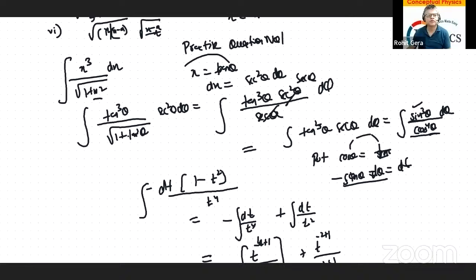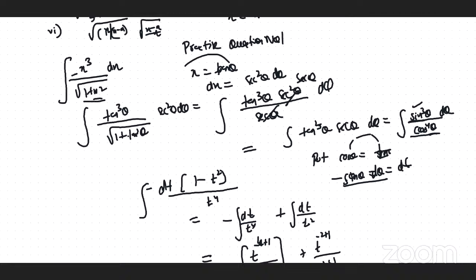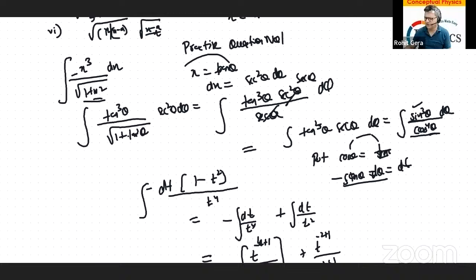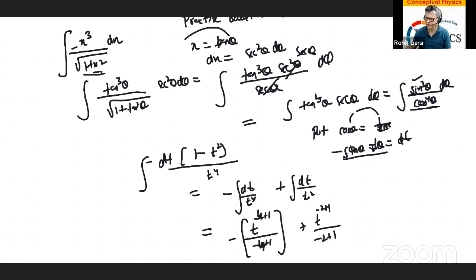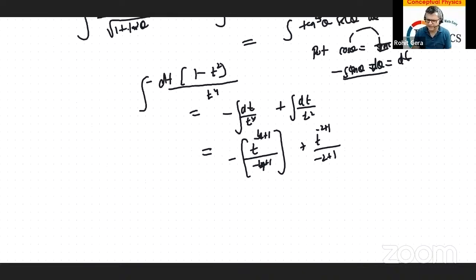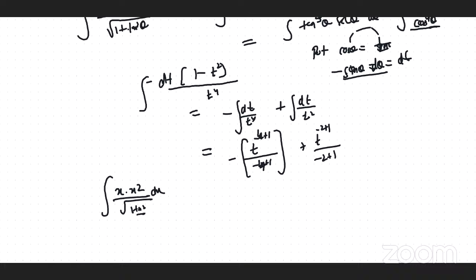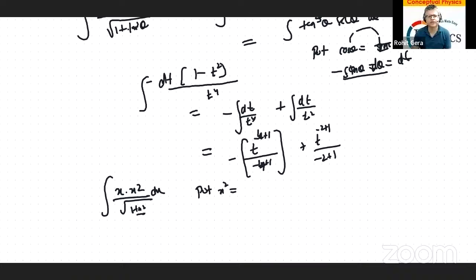But if you notice, the derivative of x square is given here. If you notice, the derivative is hidden here. The derivative of x square is x. So this is not exactly a trigonometric form. If you just notice, it is x into x square upon under root of 1 plus x square. So I know the derivative of x square is x. So put, say, 1 plus x square is equal to t.